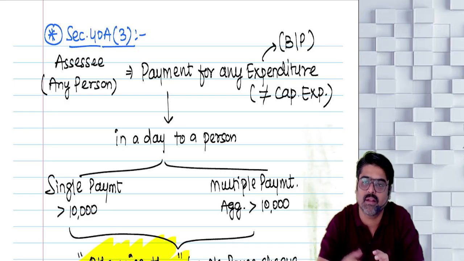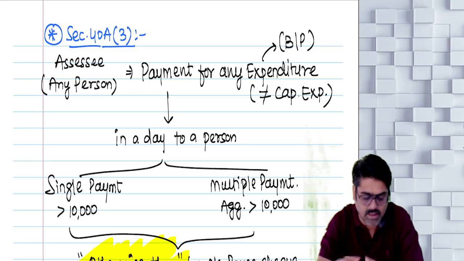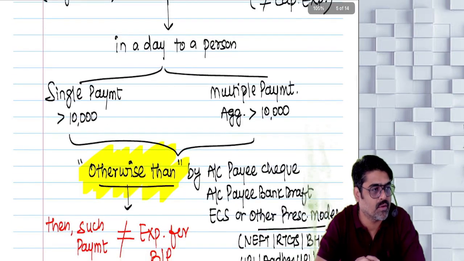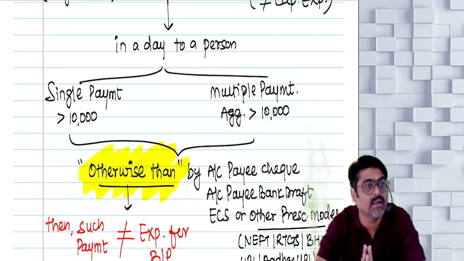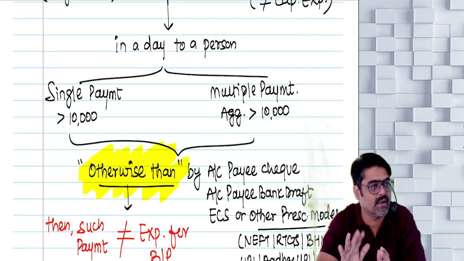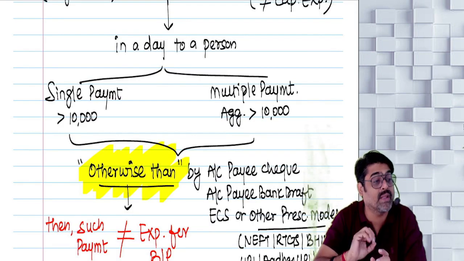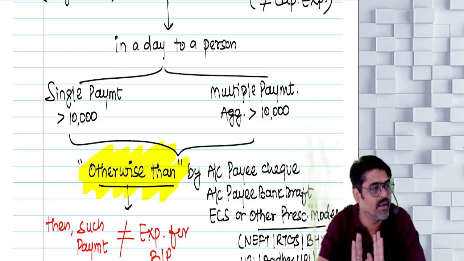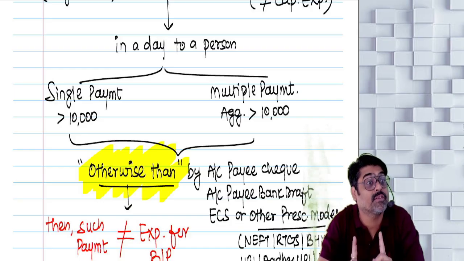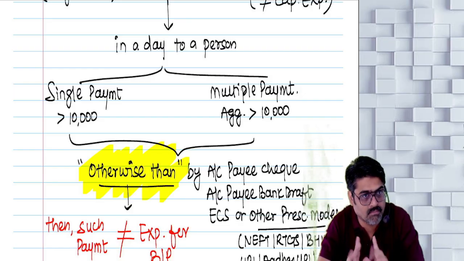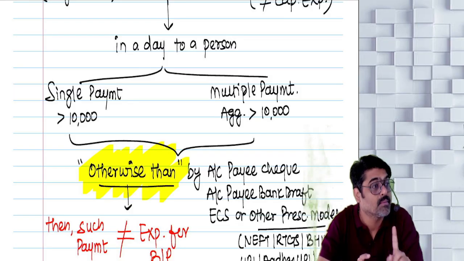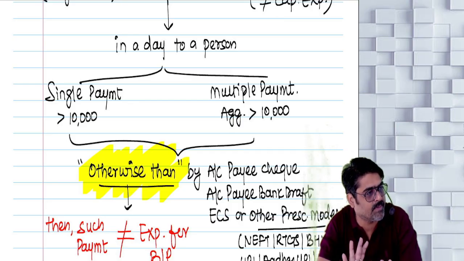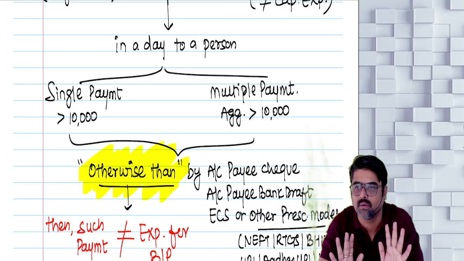and now you are making the payment of that expenditure in a day to a person, and that payment is more than 10,000. If the single payment is more than 10,000 or multiple payments made in a day, aggregate of those payment is more than 10,000 in a day. So that payment has to be made by prescribed modes. But if you are making those payments by other than prescribed modes, then such payment will not be treated as your business expense and such payment will be disallowed.